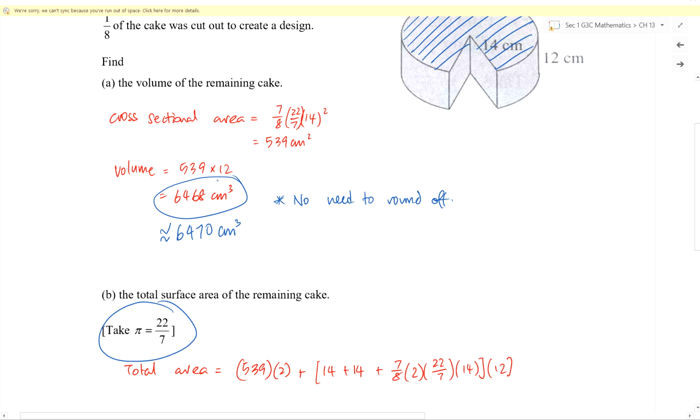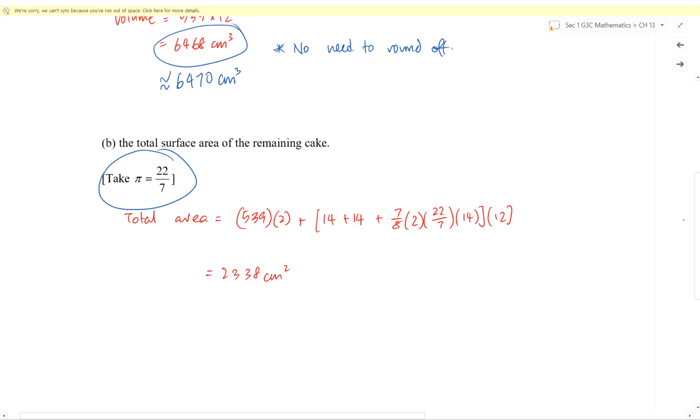Okay? So we don't really have a hard and fast rule for every single situation. As long as you're able to justify why you decide to round off, I think it is fair on your end to round off. Okay? But I'm telling you, there's no need. But if you do round off, it also is okay, since 22/7 is already rounded off, since it is already an estimate.